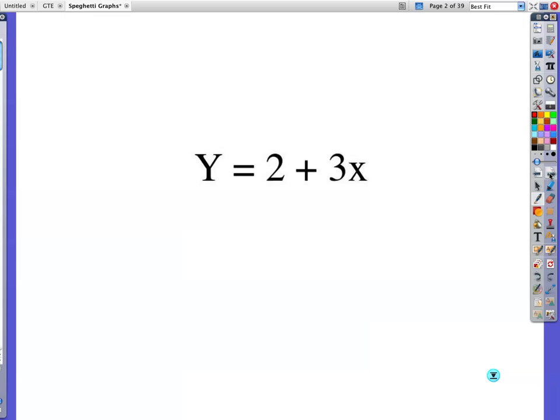Okay? And I have lots and lots of slides for this, but I'm not going to show you every single one. Okay? So y equals 2 plus 3x. Your y-intercept is 2, your slope is 3.